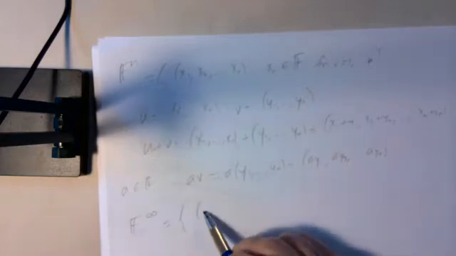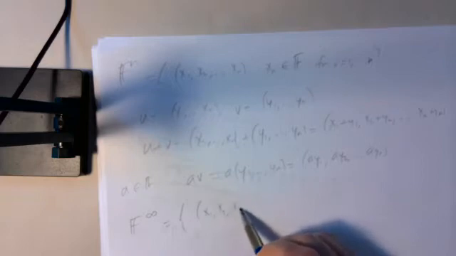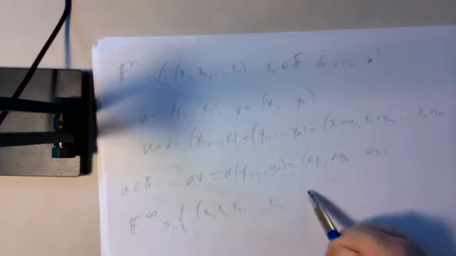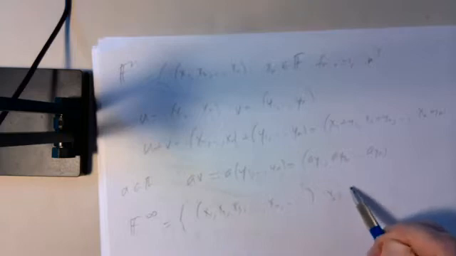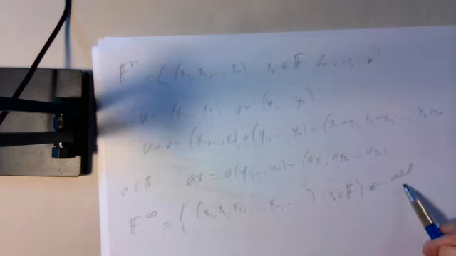What about infinite vectors? You could look at all infinite sequences, x1, x2, x3, xn, and so forth. This is all infinite sequences. And you can define addition and scalar multiplication the same way. You add coordinates when you're adding two sequences, and you multiply every coordinate by the scalar A when you're doing scalar multiplication.